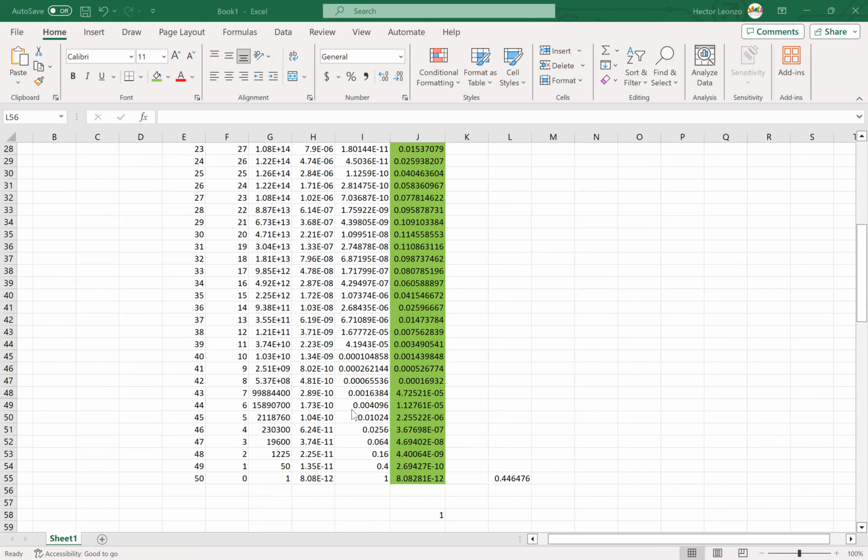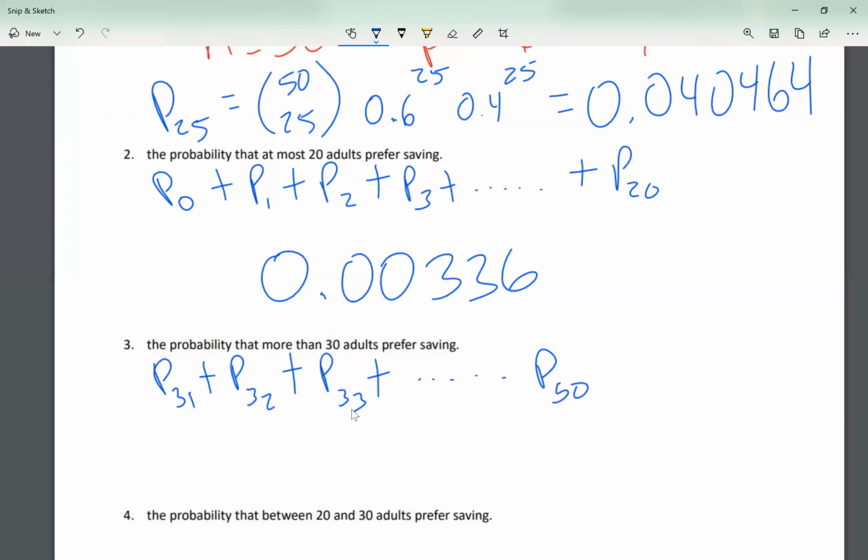What's the probability that more than 30 adults prefer savings? My answer would be 0.446476.